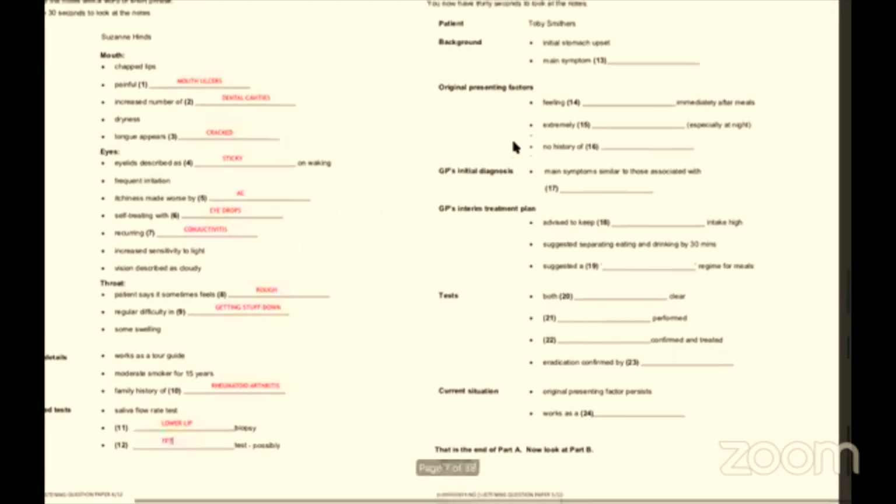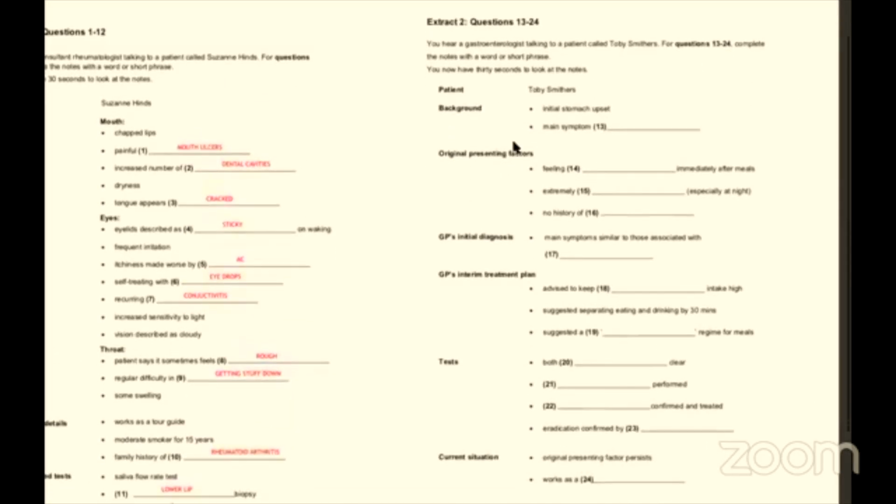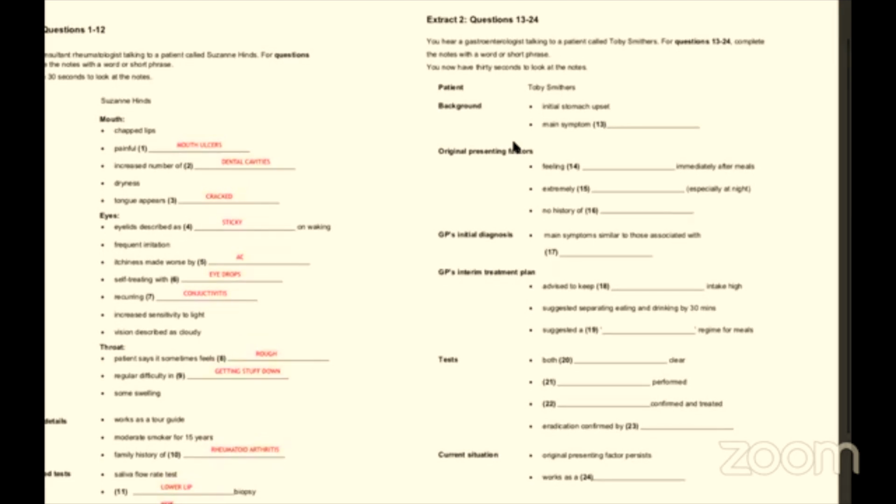Now we'll be doing the second part of part A, the second extract. You would be doing this on your own. I'll play the audio from my side and I'll make sure that you're able to get answers. The same technique. Initially, they're going to describe, you hear a gastroenterologist talking to a patient called Toby Smithers. For question 34, this is all the information they're going to give. Meanwhile, just understand what the patient's name is, understand the signpost words, and then try to read it quickly.